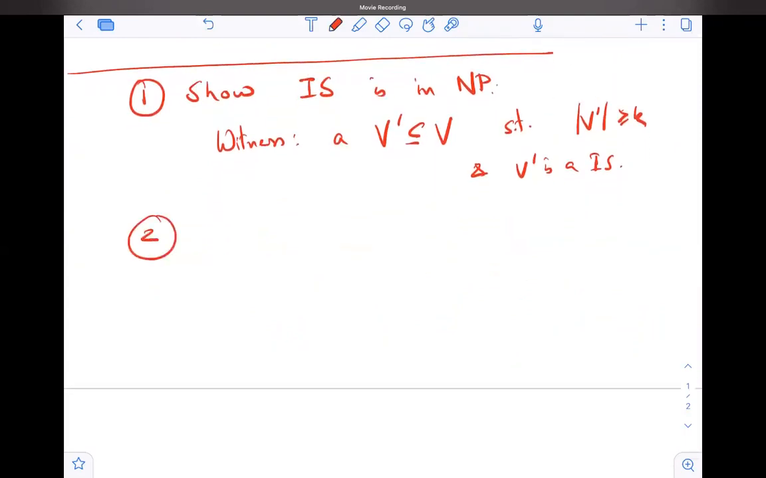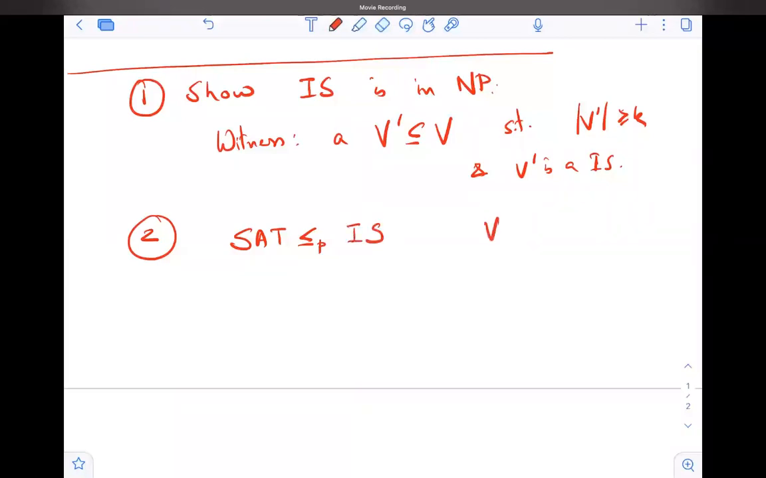Now for the other part, this is where things are interesting. All you have to show is that SAT can be reduced to, no, not vertex cover, to independent set.